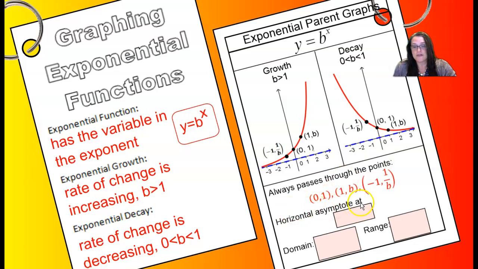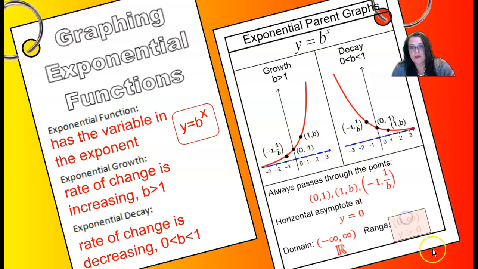Then the horizontal asymptote is located along the x-axis. That's the equation y equals 0. The domain for every exponential function is all real numbers, so the open interval negative infinity to positive infinity. The range of the parent graph is 0 to infinity. All of your values are going to be above the x-axis for the exponential growth and decay parent graphs.